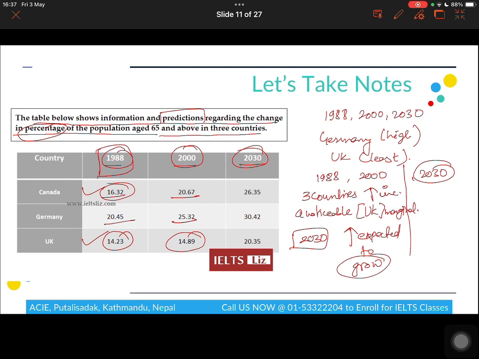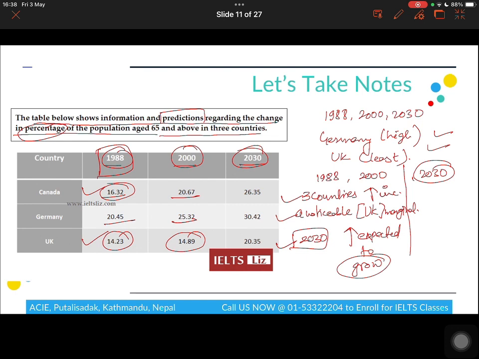So this was about looking at this question from both highest and least perspectives at the same time. Also from the perspective of how the data has changed over time. So we can talk about it from both increasing and decreasing trends and also highest and least data points.